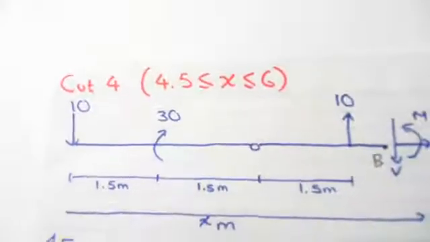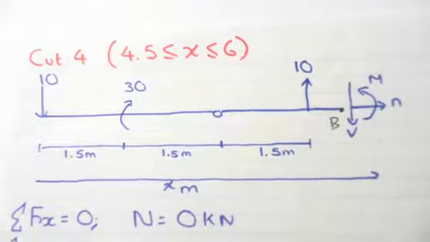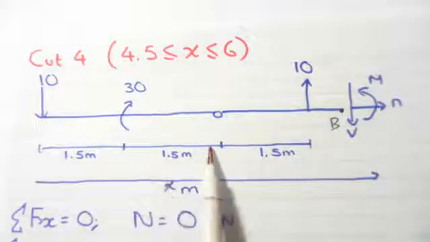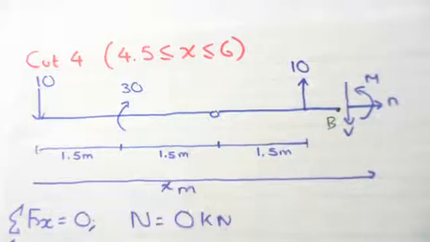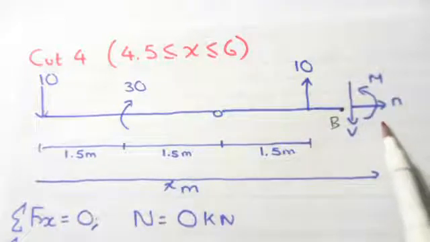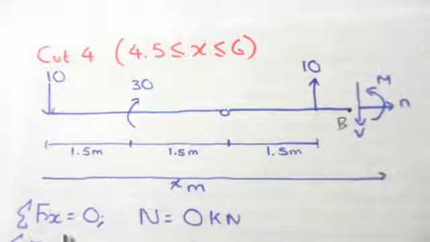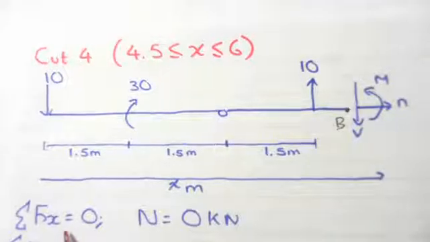So cut 4, extremities from 4.5 to 6. The following is our cut. Okay, this is our cut here, cut 4, with our internal reaction sign convention once again. So the sum of forces in the x direction is equal to 0. N is equal to 0 kilonewtons.